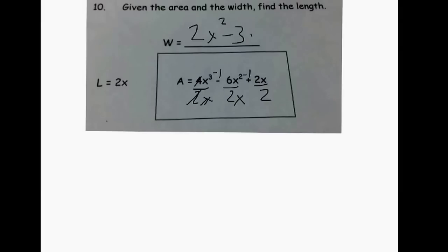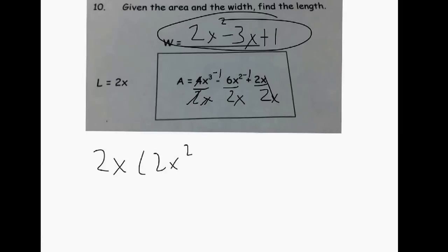One of the x's subtracts out and leaves us with 1. Here, 2 divided by 2 is 1. The x's cancel out. This is the answer. You could triple rainbow to check it.